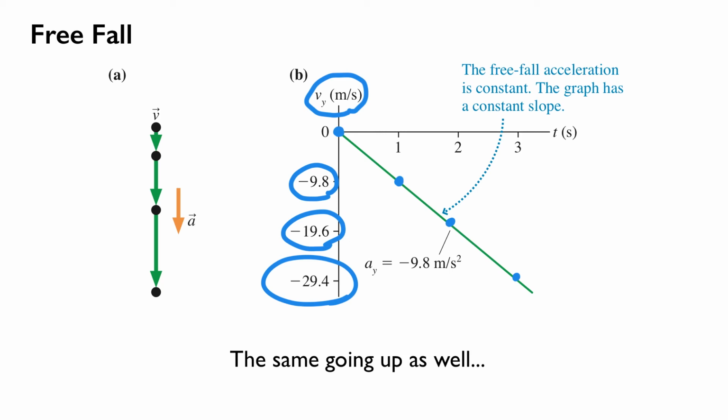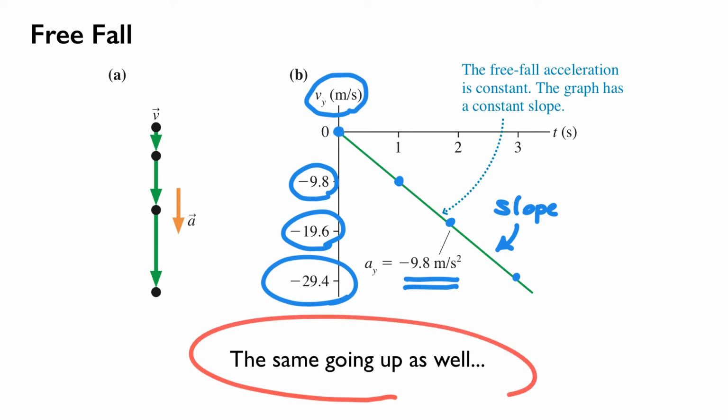The change per second is 9.8 meters per second per second. That is the acceleration. It is also the slope of the velocity versus time graph, and the slope is constant because the acceleration is constant. But we talked about dropping something from rest, something that's clearly falling. You have free fall if something is going up as well as if it's coming down, because in both cases the acceleration is negative.